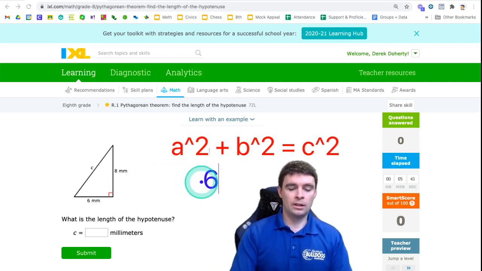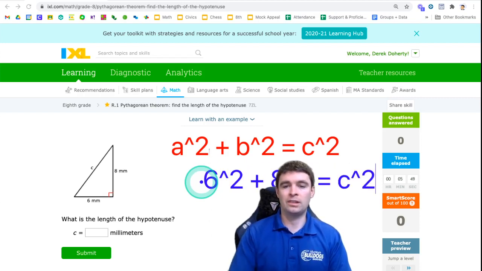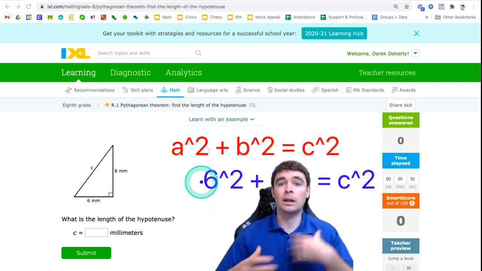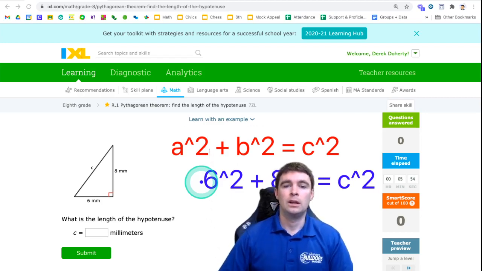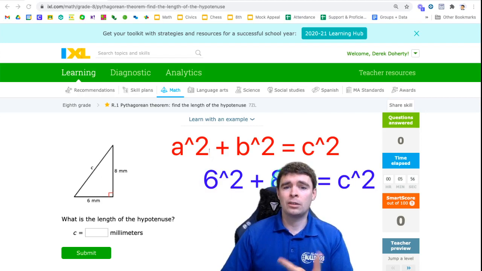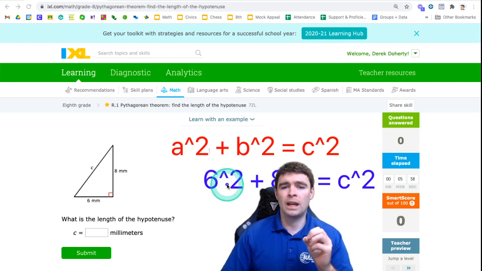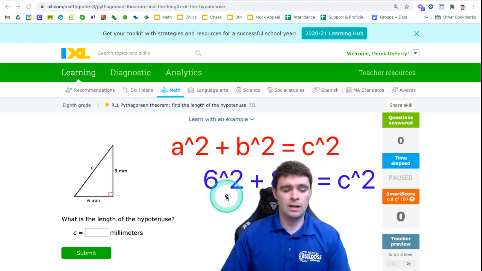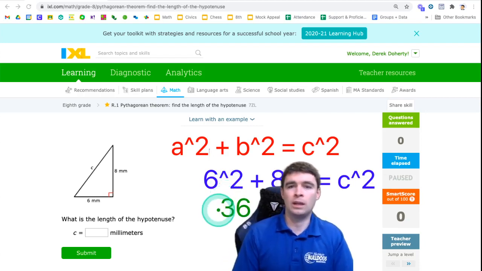A squared is going to become 6 squared, or 6 times 6. B squared is going to become 8 squared, or 8 times 8, and we still don't know what c squared is yet. That's our first step, plugging those numbers into the formula. Then, order of operations takes over. We need to do our exponents before we add together. So shown here in green, 6 squared gives me 36, and 8 squared gives me 64.